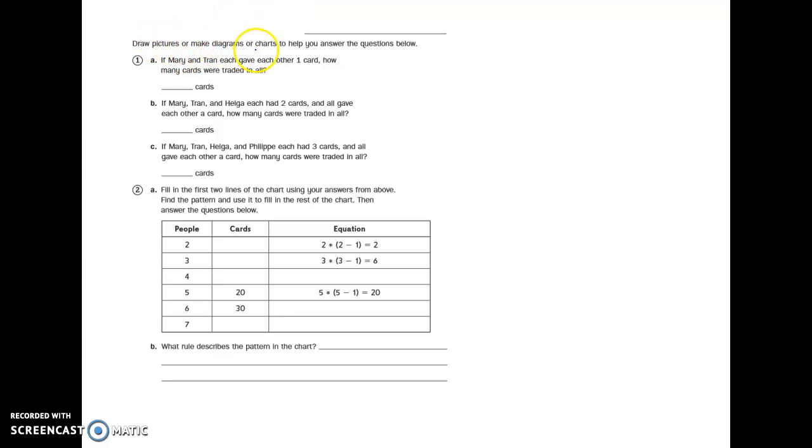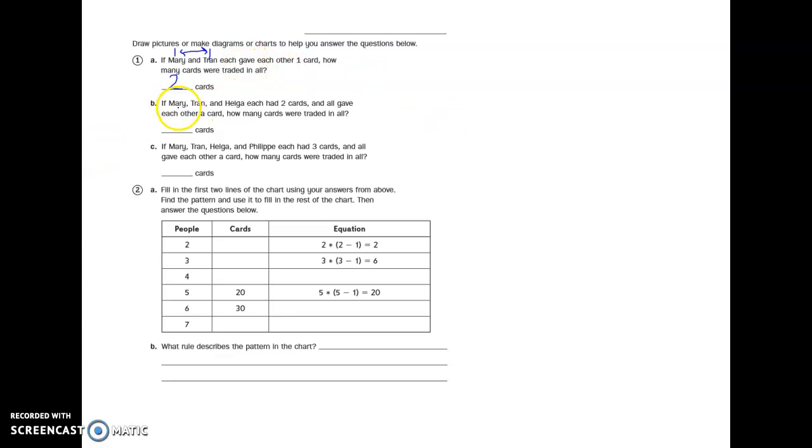So draw pictures or make diagrams or charts to help you answer the questions below. If Mary and Tran each gave each other one card, how many cards were traded in all? So as we know, if Mary has one card and Tran has one card, and they each give each other one card, yes, 2 cards were traded. So that one's easy. You could have just drawn that as 2 people, just switching cards off to each other.